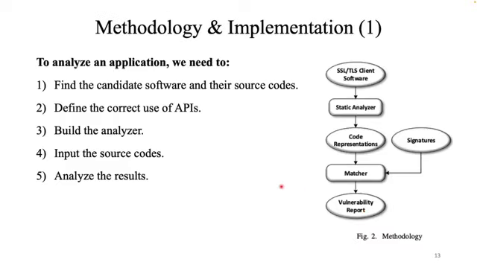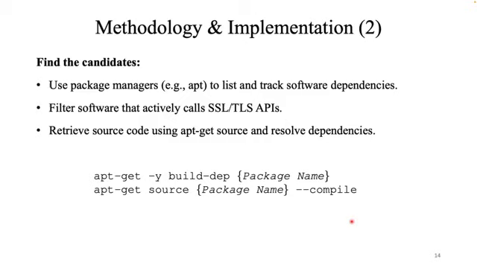Okay, to analyze an application, we need to first find the candidate software and their source code, and then define what's the correct use of APIs, just like the source code I just presented. And the third step is to build the analyzer and then input the source code. And the final step is to analyze the result, just like this figure shows. So the first step, find the candidate.